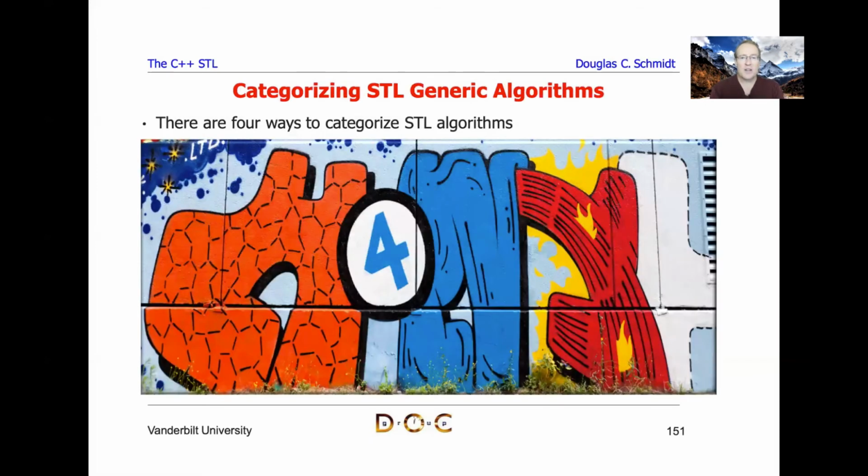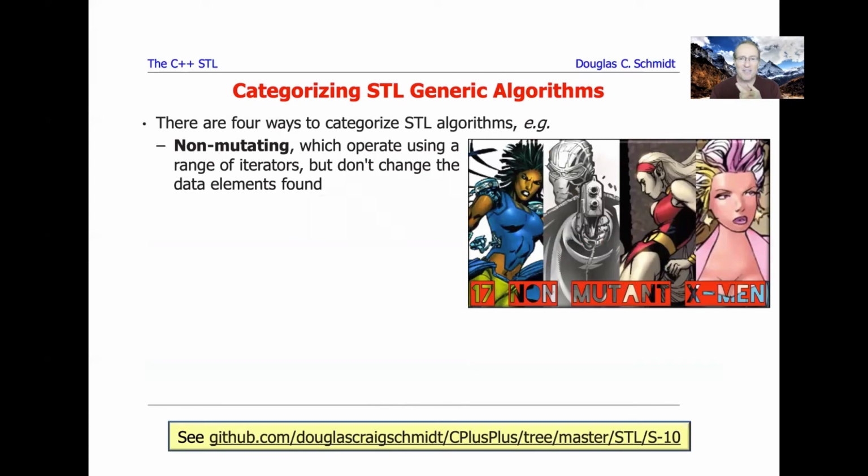Well, it turns out that there's 4 different ways to categorize STL algorithms. And what I'm going to do is quickly summarize them now, and then we're going to go back and start talking about examples of such algorithms in each of the categories. So the first type of algorithm category is called non-mutating algorithms. And these are algorithms that operate using a range of iterators, but they don't make any changes to the data elements found. So you can think of them as basically read-only or const-style iterators. And we'll see a whole pile of these things.